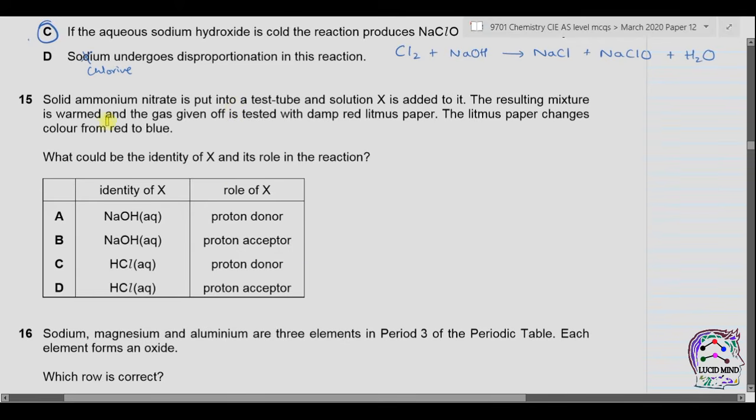Question 50. Solid ammonium nitrate is put into a test tube and solution X is added to it. The resulting mixture is warmed and the gas given off is tested with damp red litmus paper. The litmus paper changes from red to blue. What could be the identity of X and its role in this reaction?